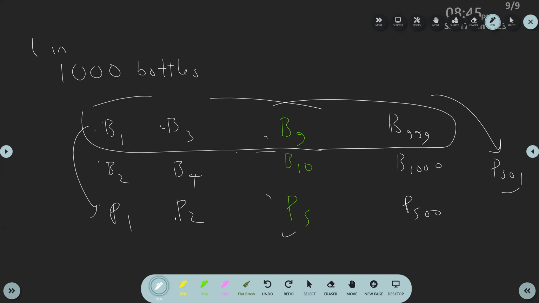We have 1,000 bottles. So let us consider a new table where I take bottle 1, bottle 2, up to bottle 10. This is my first row. This row will be bottle 11 to bottle 20, etc. The last row will be bottle 991 to bottle 1,000. So I have prepared this grid of bottles. And what should I do now?